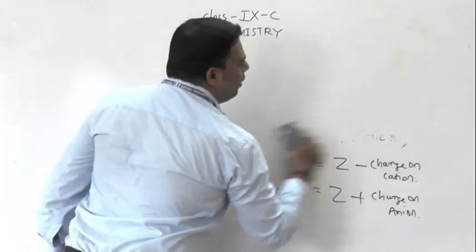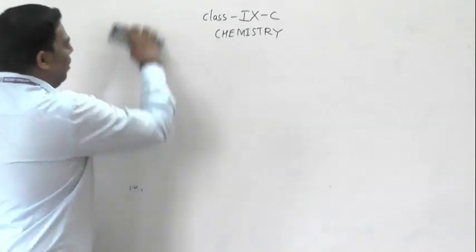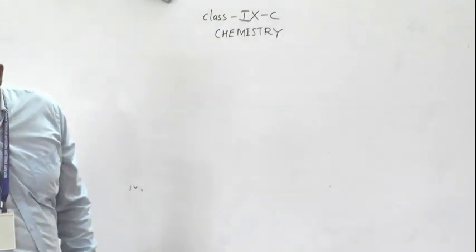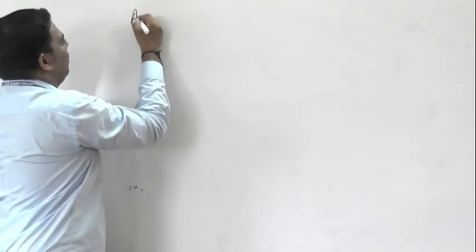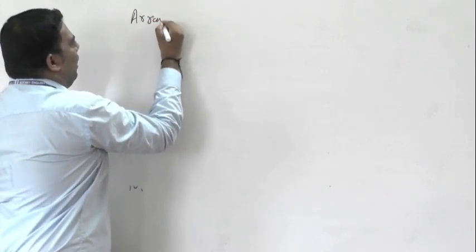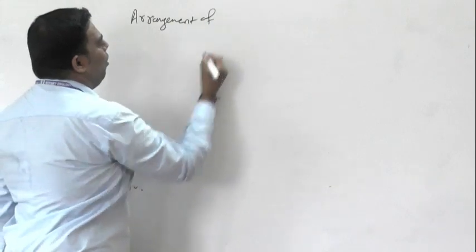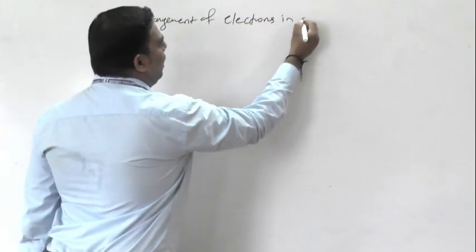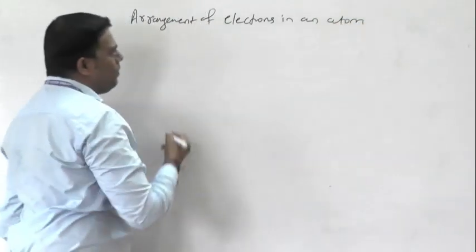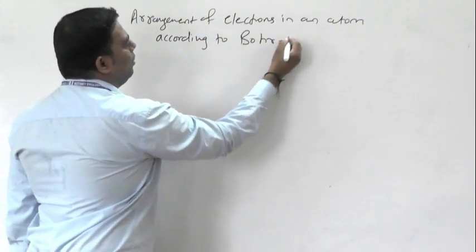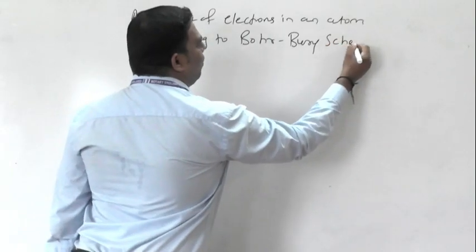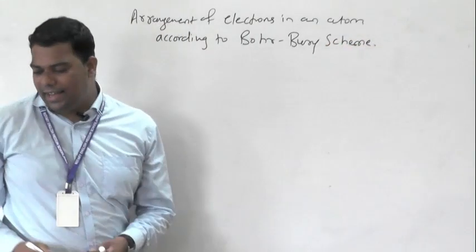Next we will start the distribution of electrons, or you can say the arrangement of electrons in an atom according to the Bohr-Bury scheme. Bohr-Bury scheme. So what are they saying?